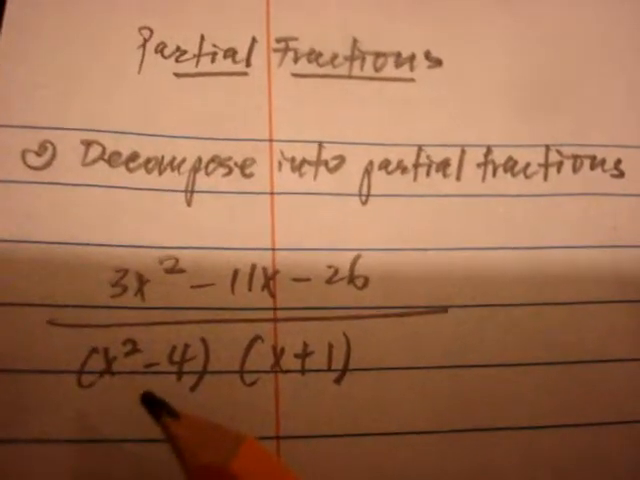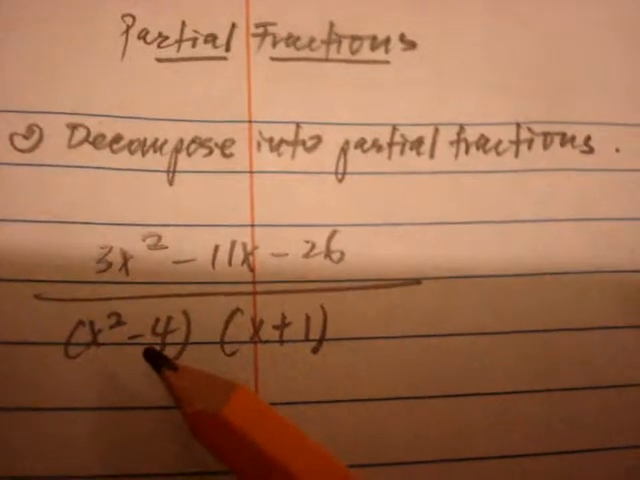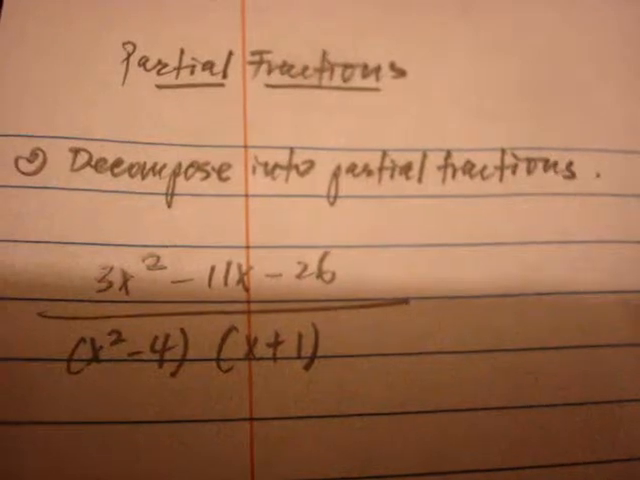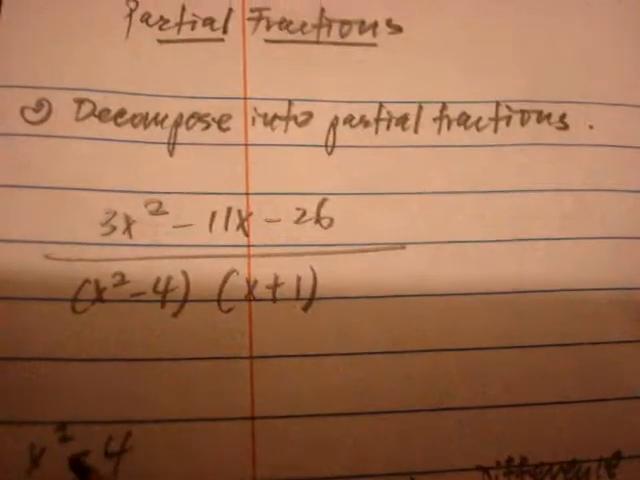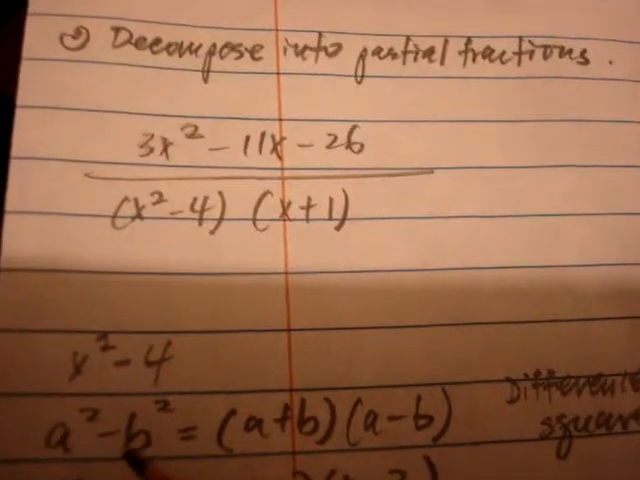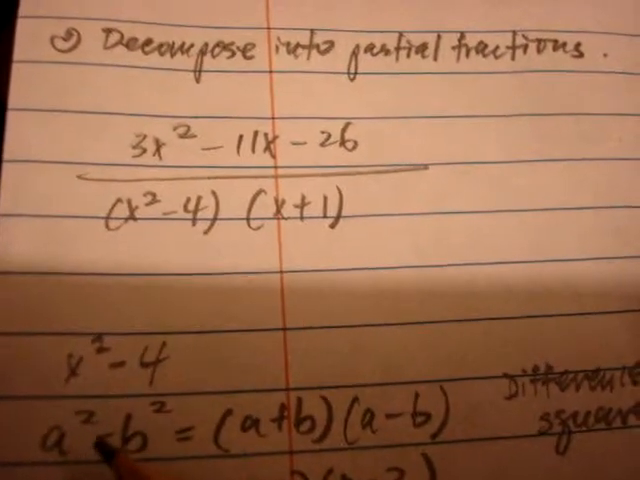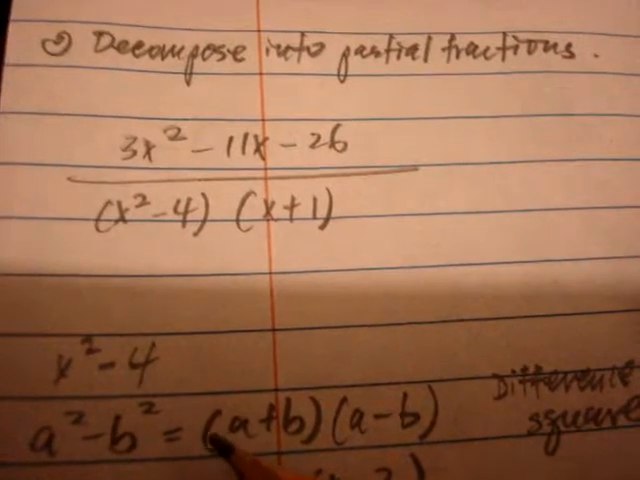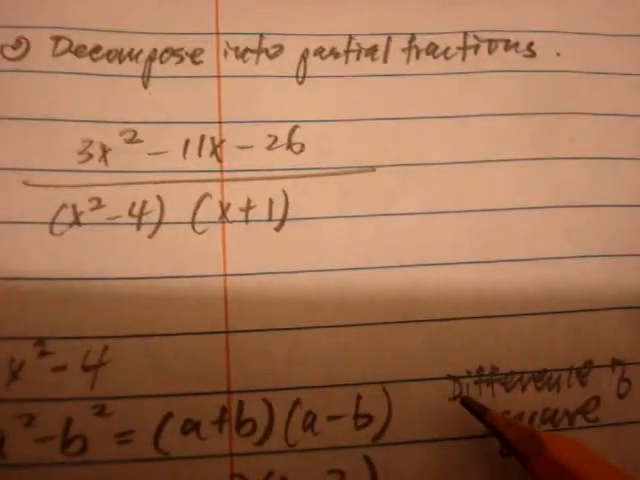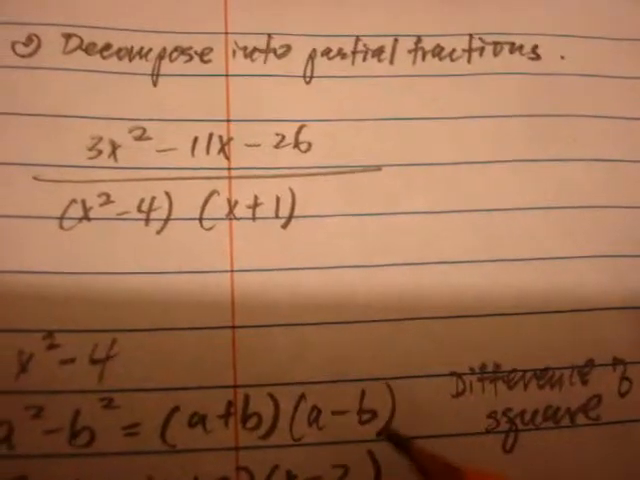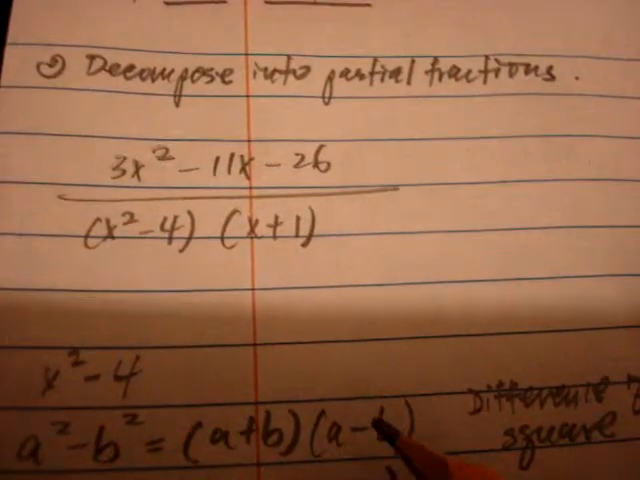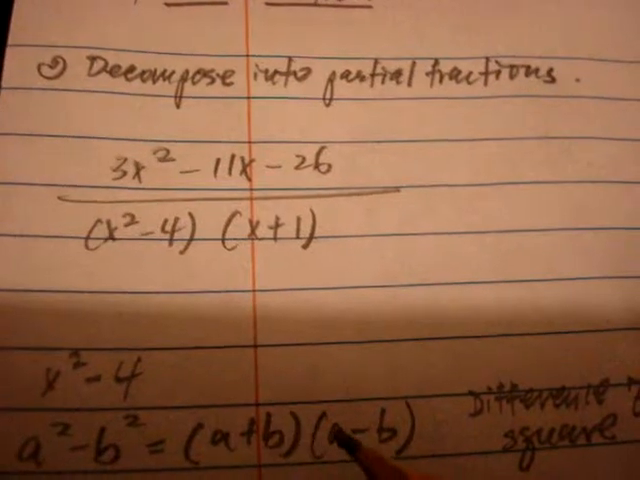Once you factor out the denominator, you assign a letter for each of the factors. For instance, the denominator, x squared minus 4, can be factored further by the difference of squares. There's a formula: a squared minus b squared can be factored into a plus b times a minus b. It's called the difference of squares. Make sure you put the plus first and the minus second because the formula says that in order.